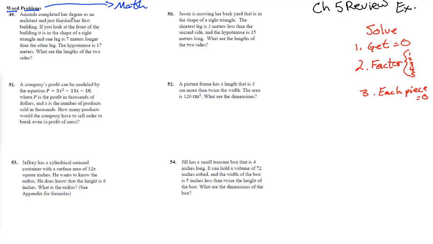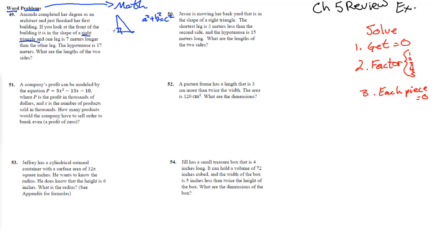So Amanda completed her degree as an architect and just finished her first building. If you look at the front of the building, it is in shape of a right triangle. Well, that helps us out. So we got a shape here. And what's the formula with the right triangle? We have a squared plus b squared equals c squared. So that's what's going to help us. This is the equation that we're going to put stuff into.